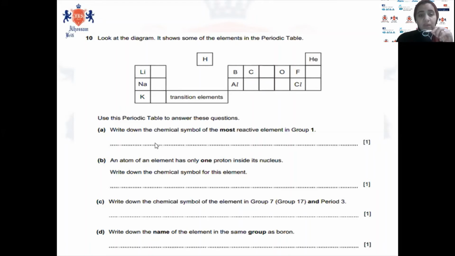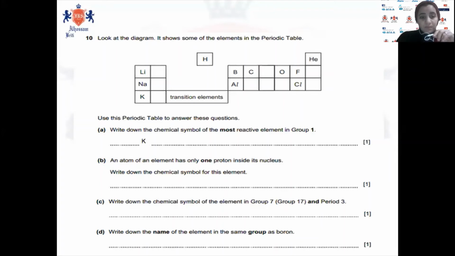Can you remind me, Muhammad, does the reactivity of the elements increase or decrease as we go from up to down? From up to down, increase. Excellent. For group 1, increase. So the most reactive element will be potassium. I asked you to write the chemical symbol, so don't write potassium. You have to write K.